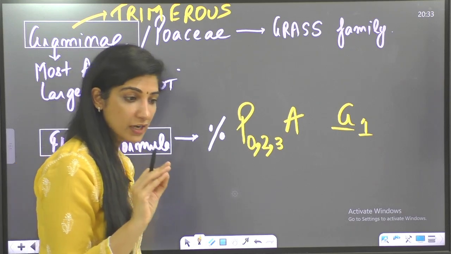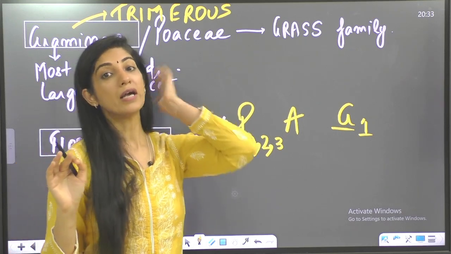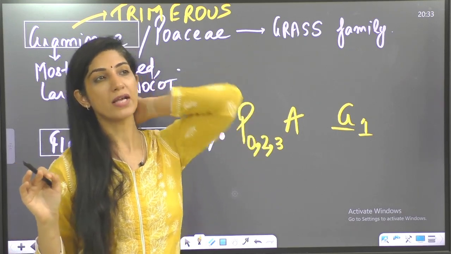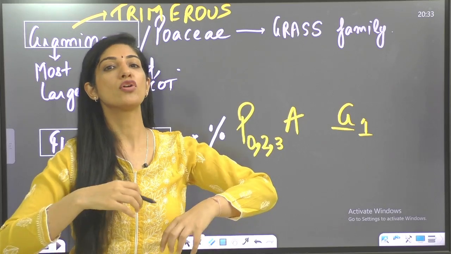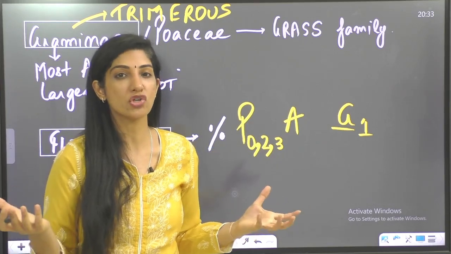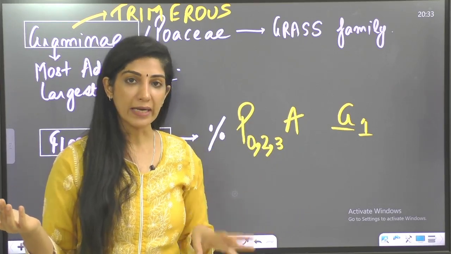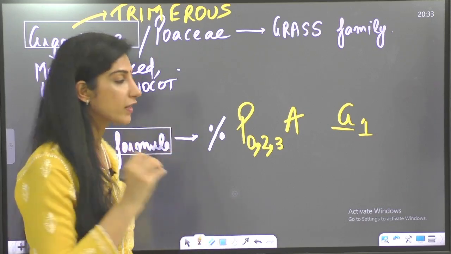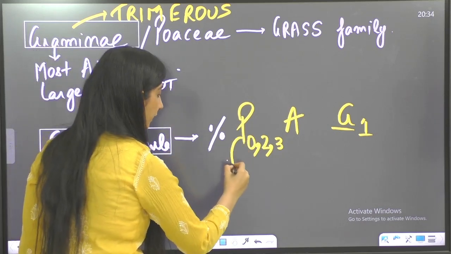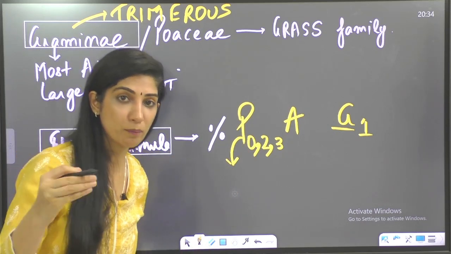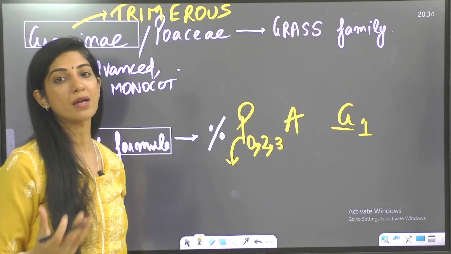The family of grasses is very undifferentiated yet advanced. When I say undifferentiated, they don't have a lot of show or vanity. If you look anatomically also, grasses have a very simple body. This perianth is not even a proper structure. Look at a grass here.